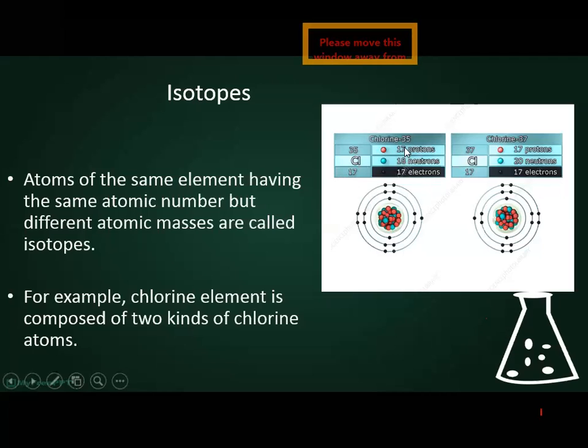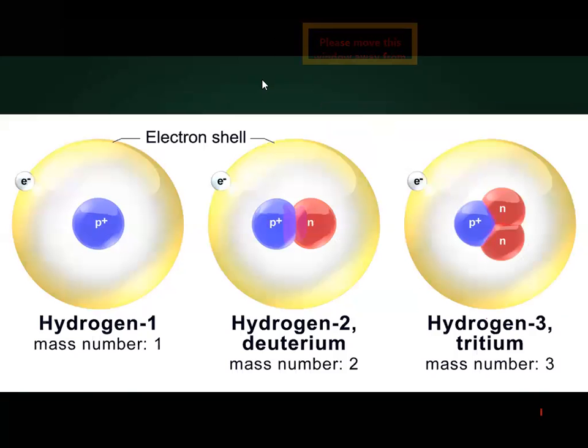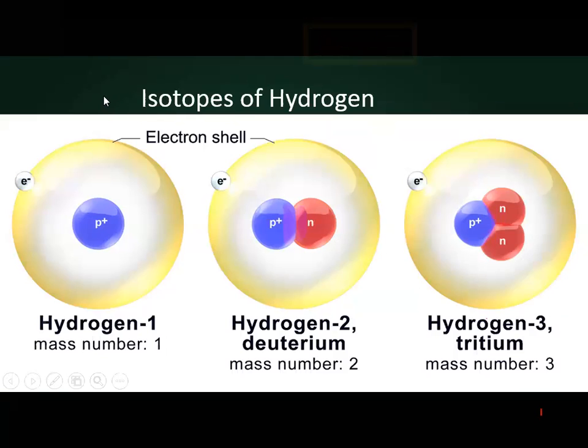For instance, chlorine has two isotopes, chlorine 35 and chlorine 37. Chlorine 37 has 17 electrons and 17 protons. The number of protons and electrons would be the same. Only the change is in the number of neutrons: chlorine 35 has 18 neutrons, and chlorine 37 has 20 neutrons. Right? So we can define isotopes as atoms of the same element having the same atomic number but different atomic masses. Let's see more examples. Here is the example. This is the isotope of hydrogen.